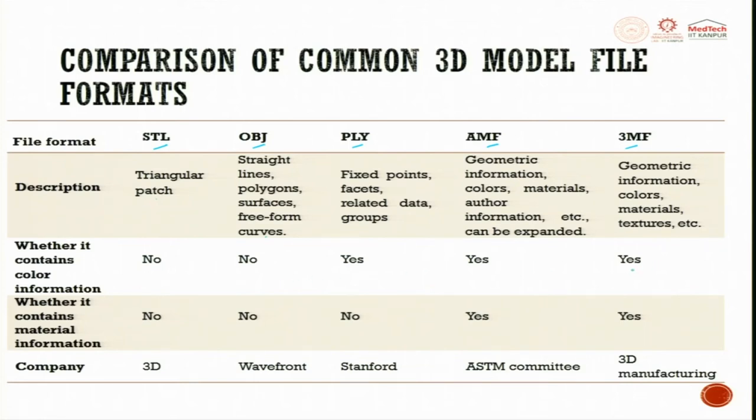So, this color information is very important when you are trying to build three-dimensional topological information, for example, hilly terrain. Whether it contains material information: STL no, OBJ no, PLY no, AMF yes, 3MF yes. They have material information also. Companies which follow them: 3D Systems follows STL, OBJ is Wavefront, PLY is Stanford, AMF is the ASTM community, additive manufacturing format, and 3D manufacturing is 3MF.